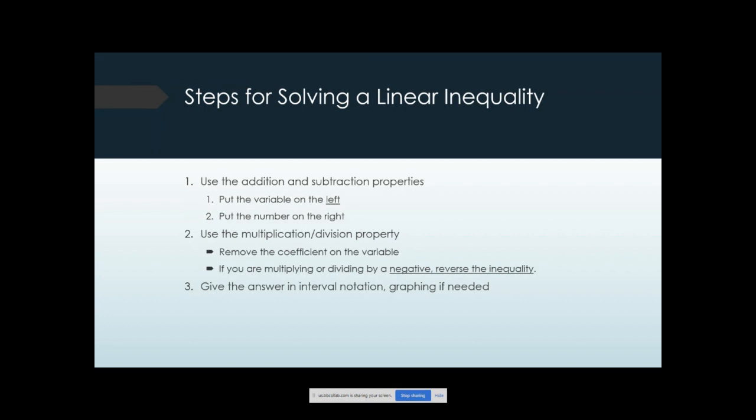Once you've done that, then you need to use the multiplication and division properties, where you're dividing or multiplying to remove the coefficient. And just remember, if a negative is involved in that step, the inequality reverses. And then once you've done that and you've got x less than, greater than, or something, then you give the answer in interval notation. And if it asks for you to graph, or if it's helpful for you to graph, you can go ahead and do that.